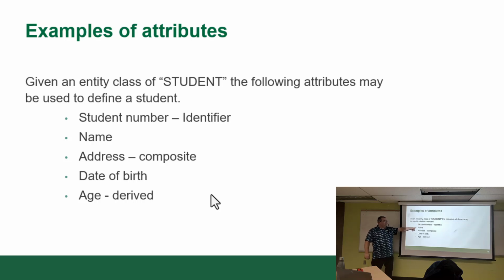Okay? Name. Address. I discussed composite already. Date of birth. Age is derived. So these are examples of, hey, I'm going to define a student class. I'm going to have all these things. And these are just the types they are.